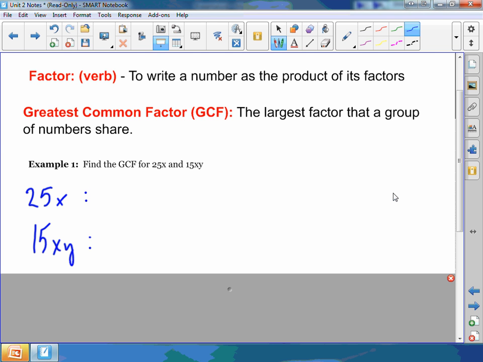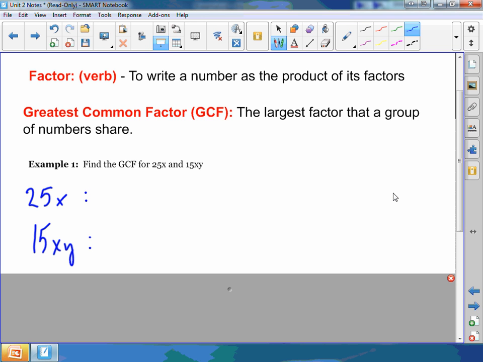Exactly. And he brought up a great point. This is something I think we all should do. Find the smaller number, the coefficient here, and see if it goes into the larger number. Because if it goes into the larger number, then what? You got the GCF, right?